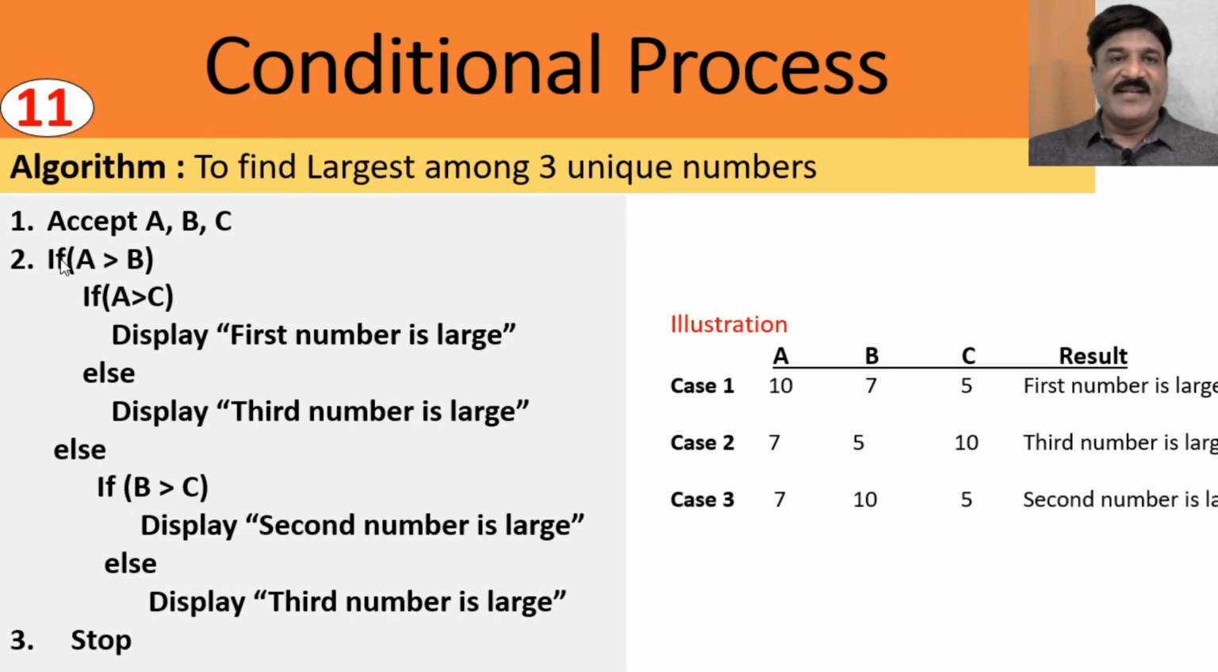Now 7, 10. 7 is greater than 10? No. Condition here is still false. The control will be transferred to this else block. Okay. Now check here. 10 is greater than 5? Yes. Condition holds true. So display the result, that is second number is large. Okay. Now take a final case. 5 is greater than 7? No. Control will be transferred to this part. 7 is greater than 10? No. It means control will be transferred to this block, and here what we are displaying, the third number is large. Okay, so results are correct.